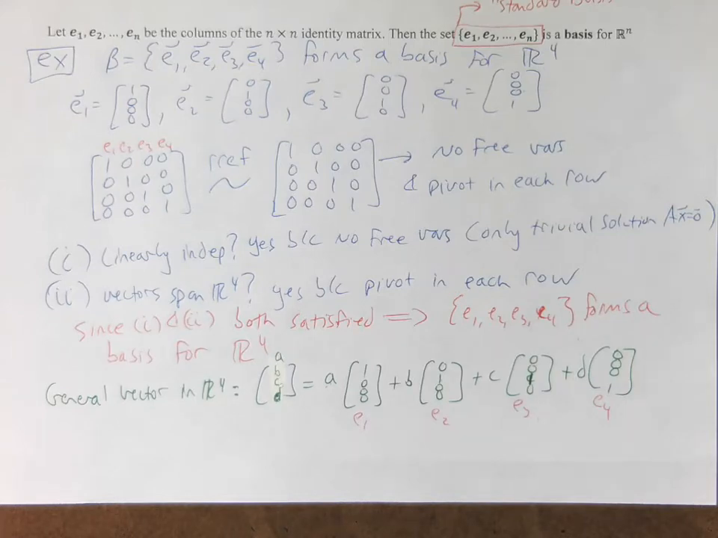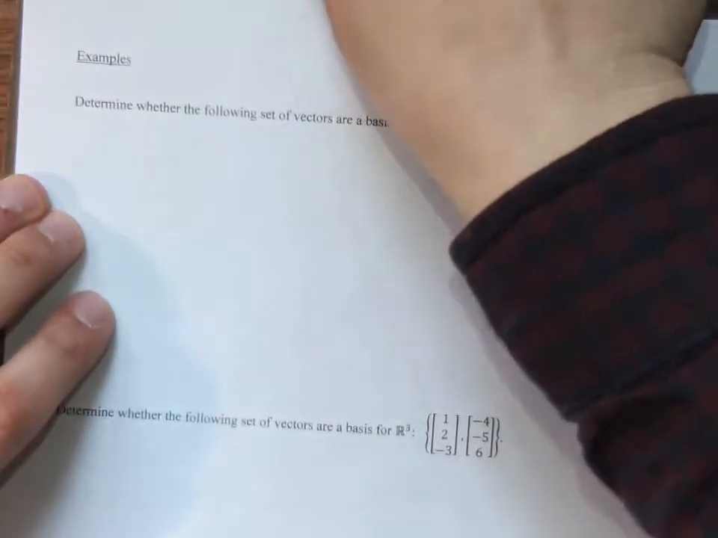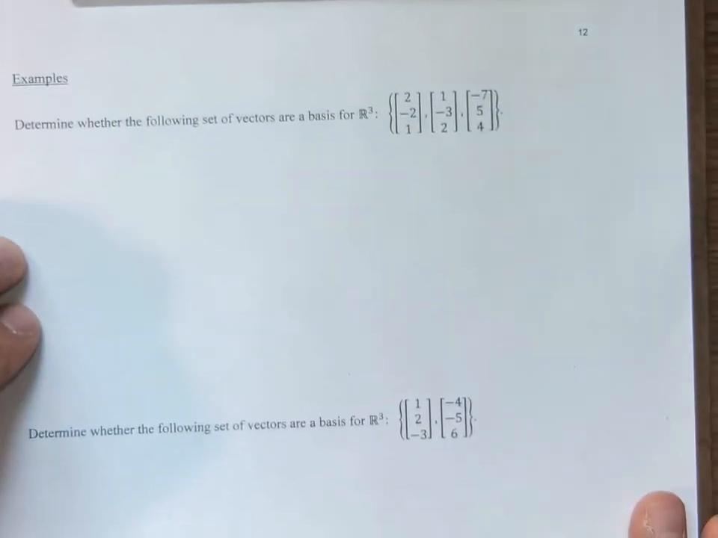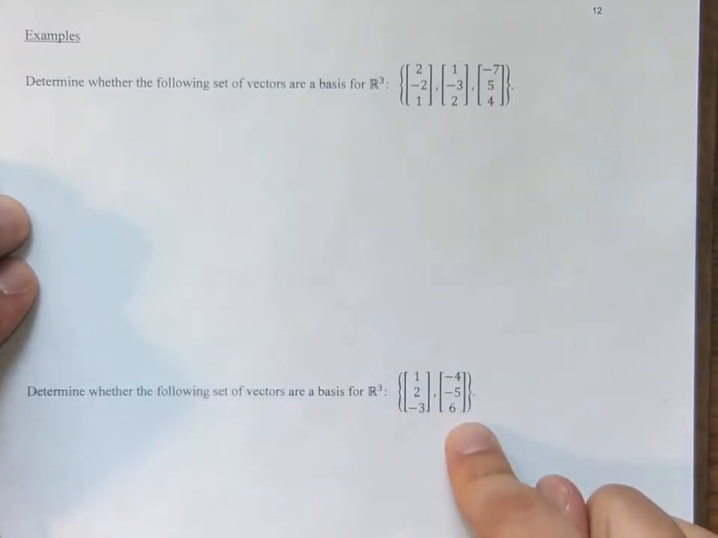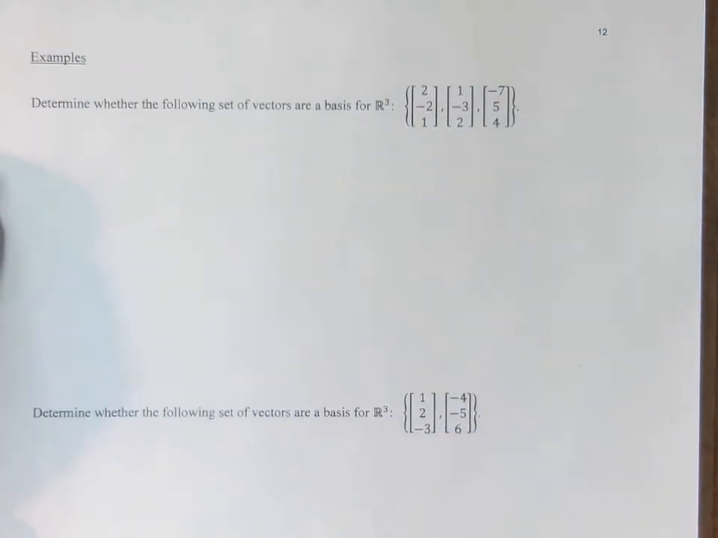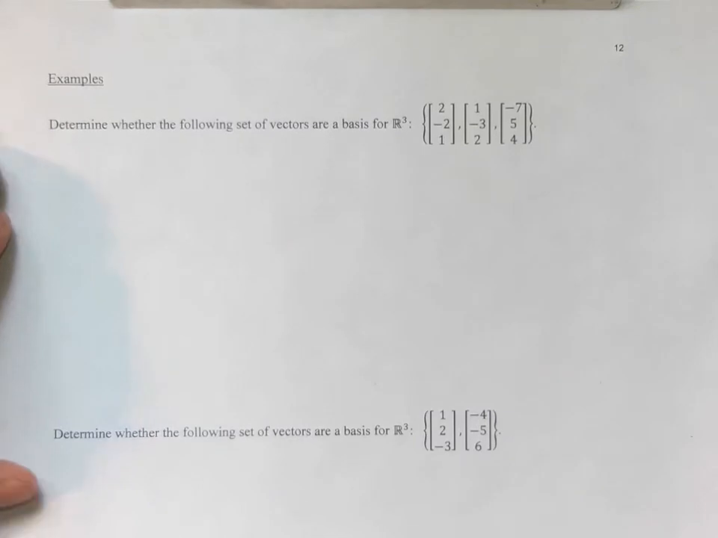Okay, and so as I mentioned, a very typical question that you sometimes see is: is this a basis? And so here are two examples. Determine whether or not this is a basis for R3, and determine whether or not this other one is a basis for R3. And in both cases, what you need to do is put the vectors in a matrix, row reduce it, and see whether or not you have free variables or whether or not you have a pivot in each row.